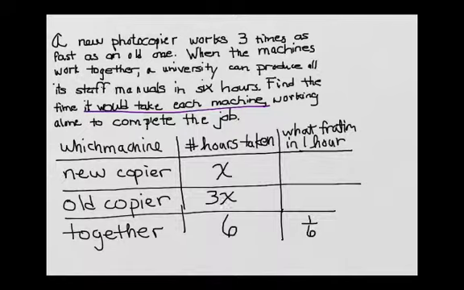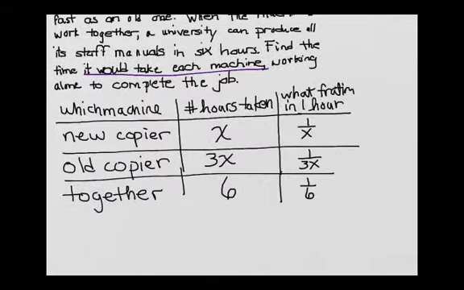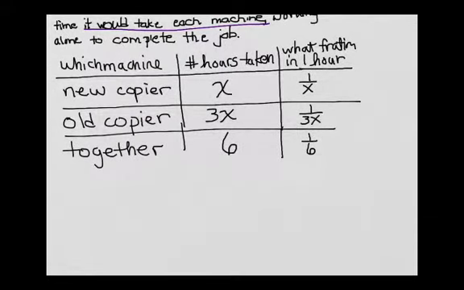So that means that in 1 hour, the new copier is going to do 1 over x of the job, and the old copier would do 1 over 3x of the job. And it's these values in the last column that we'll be able to use to build an equation. And we're going to do it by looking at the fraction of the work that's done in 1 hour.